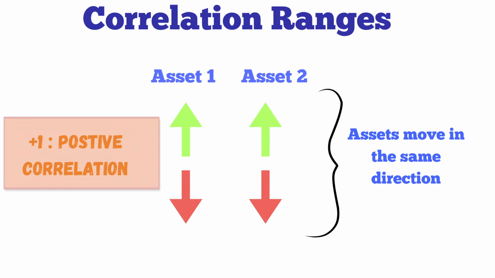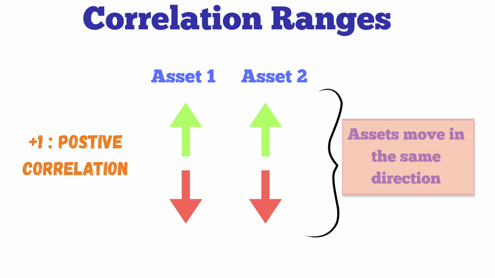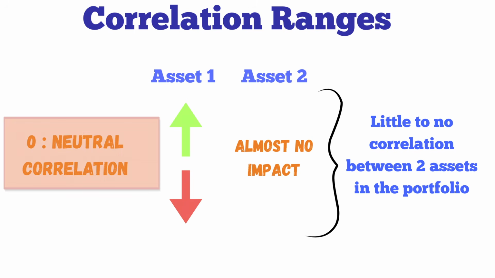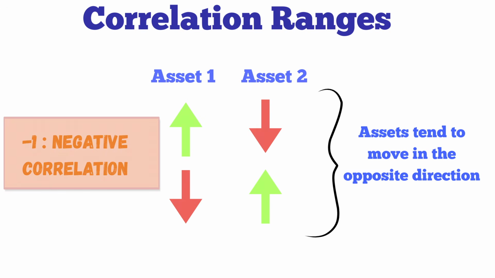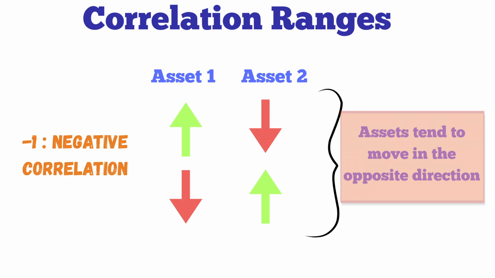+1 is positive correlation. That means assets tend to move in the same direction. 0 is neutral correlation. That means there's little to no relationship between two assets in the portfolio. And -1 is negative correlation, which means assets tend to move in the opposite directions.